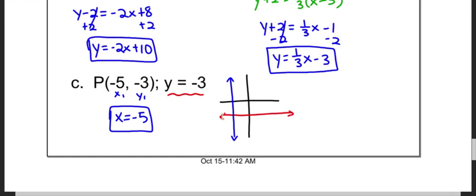So if we're doing perpendicular, we know the line needs to be vertical, and that means x equals something. So we look at our point that we know the line passes through. Our x value is -5, so x equals -5. For every point on that line, x equals -5. And that would be a perpendicular line to y equals -3.